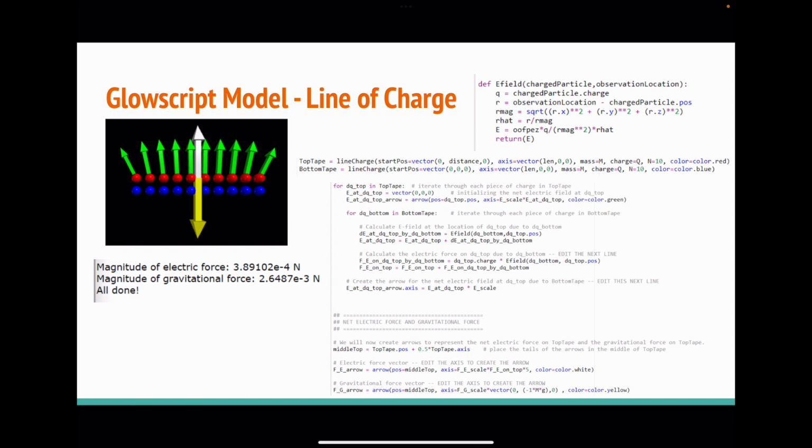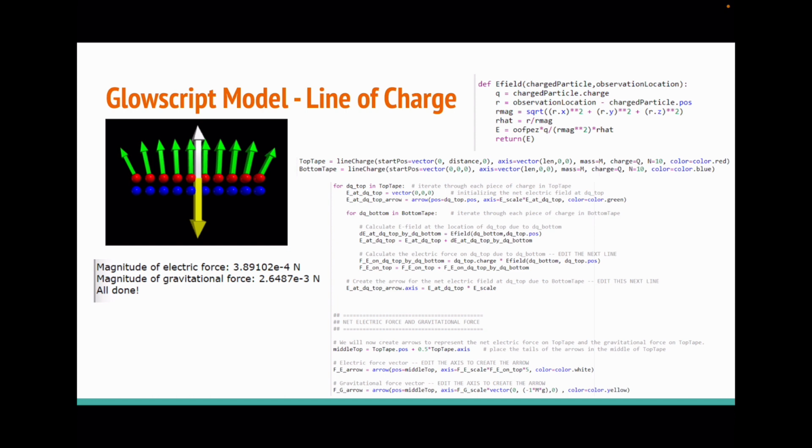Next is the line charge model. In this code, the electric field was calculated as well as the electric force vector. The electric field vector is green. It is produced by the bottom tape on the top tape. This is similar to the electric force vector, which is the white arrow, which is produced by the bottom tape on the top tape. Additionally, the gravitational force is seen here, pointing down from the top tape.